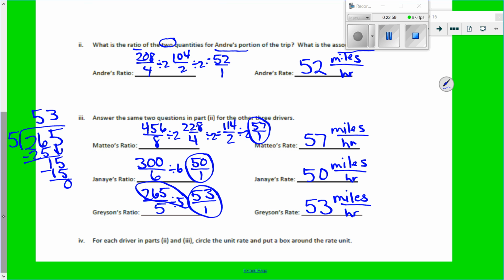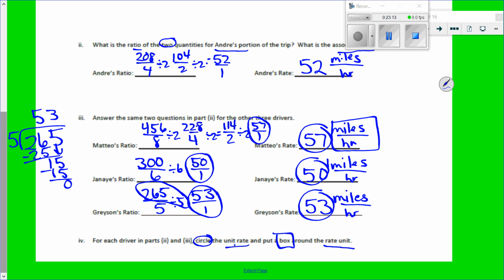Now, for this one, we'll do this, but Miss McShann and I are not going to stress on this. So, circle the unit rate and put a box around the rate unit. So, here's the unit rate. The rate unit is this piece. Okay? We just want you to do the whole thing together. So, don't stress about the individual pieces. When we say unit rate, we really want this whole thing. Any questions on this page? Okay, let's turn the page.